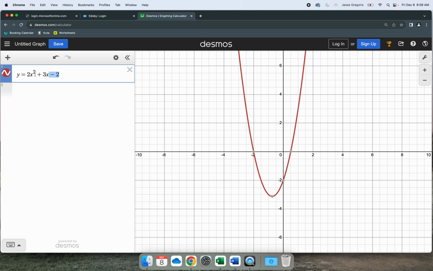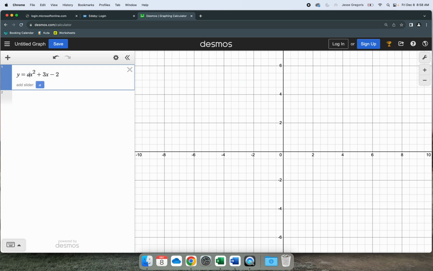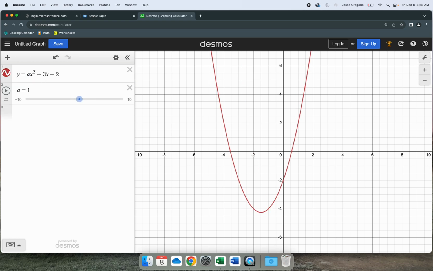And to find out, we can replace these with their letters from standard form. So the coefficient of the x squared term is often seen as the a value. So we'll add a slider for a so we can see what it does.